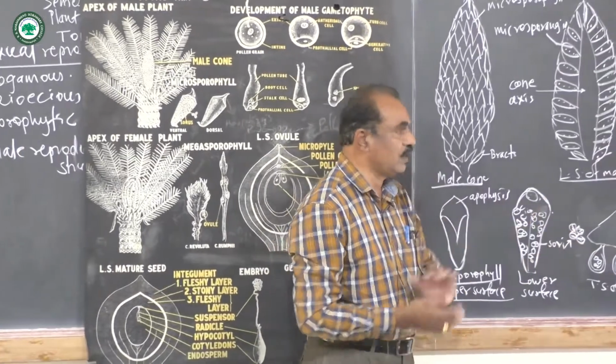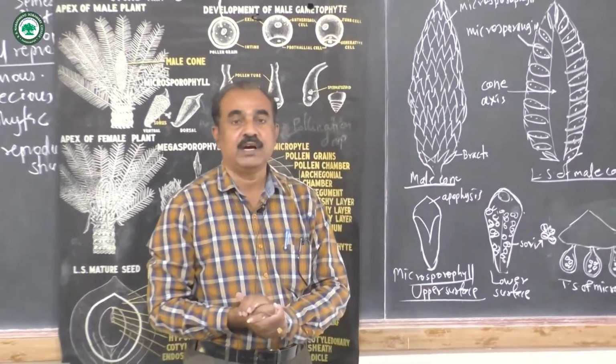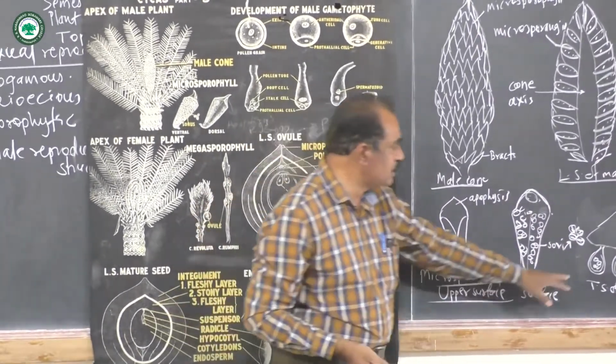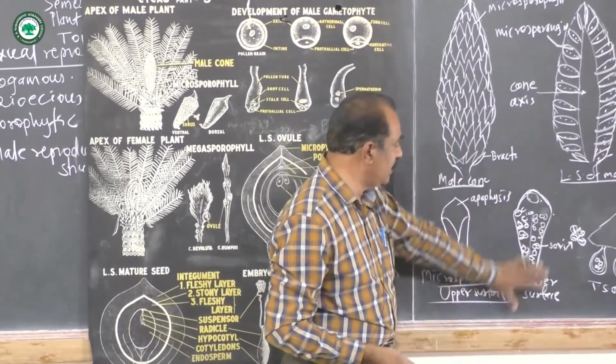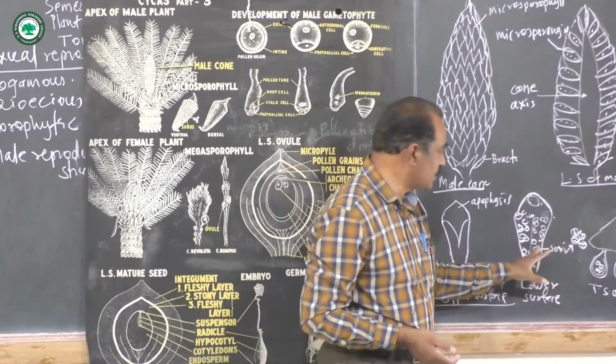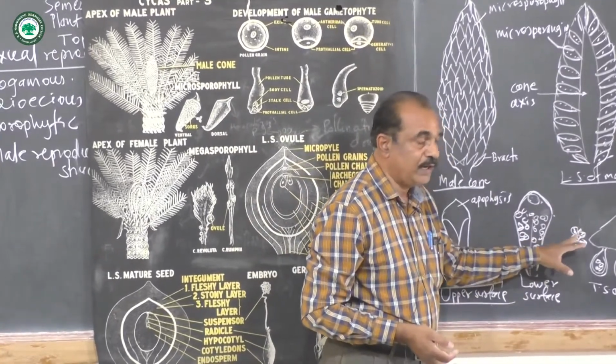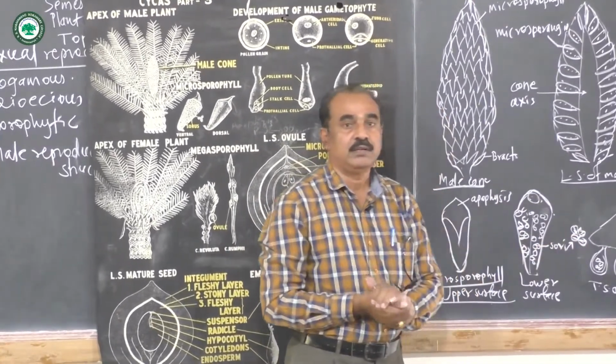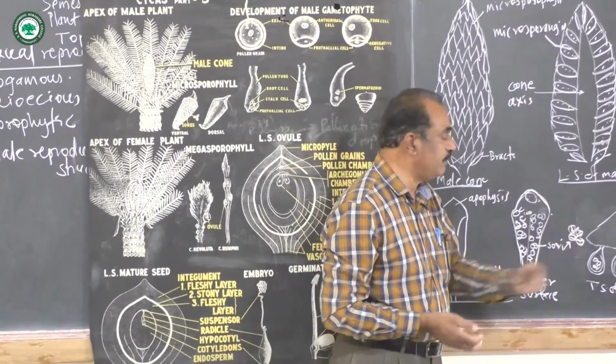So this is also a sorus, and on the sori there is a group of the Microsporangia. So these are the group of the Microsporangia. This is the lower surface of the microsporophyll. These are the sori. This is also a sorus, and on this sorus there are the Microsporangia. So these are the Microsporangia.